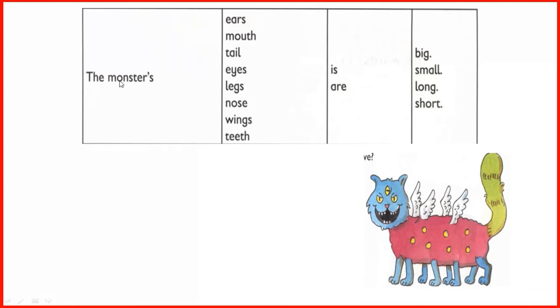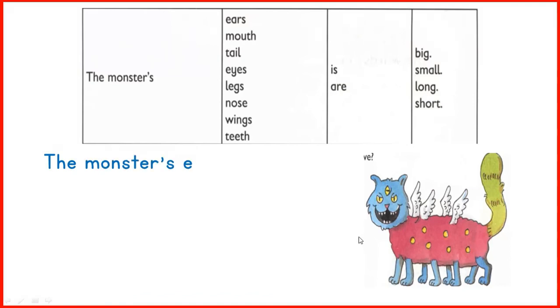Now the second question, the monster's mouth. Mouth is singular, not more than one. You use is with mouth. The monster's mouth is... look at the mouth. Oh, big mouth. We have a small mouth, but a monster has a big mouth. So make the sentence. The monster's mouth is big. Repeat after me. The monster's mouth is big.